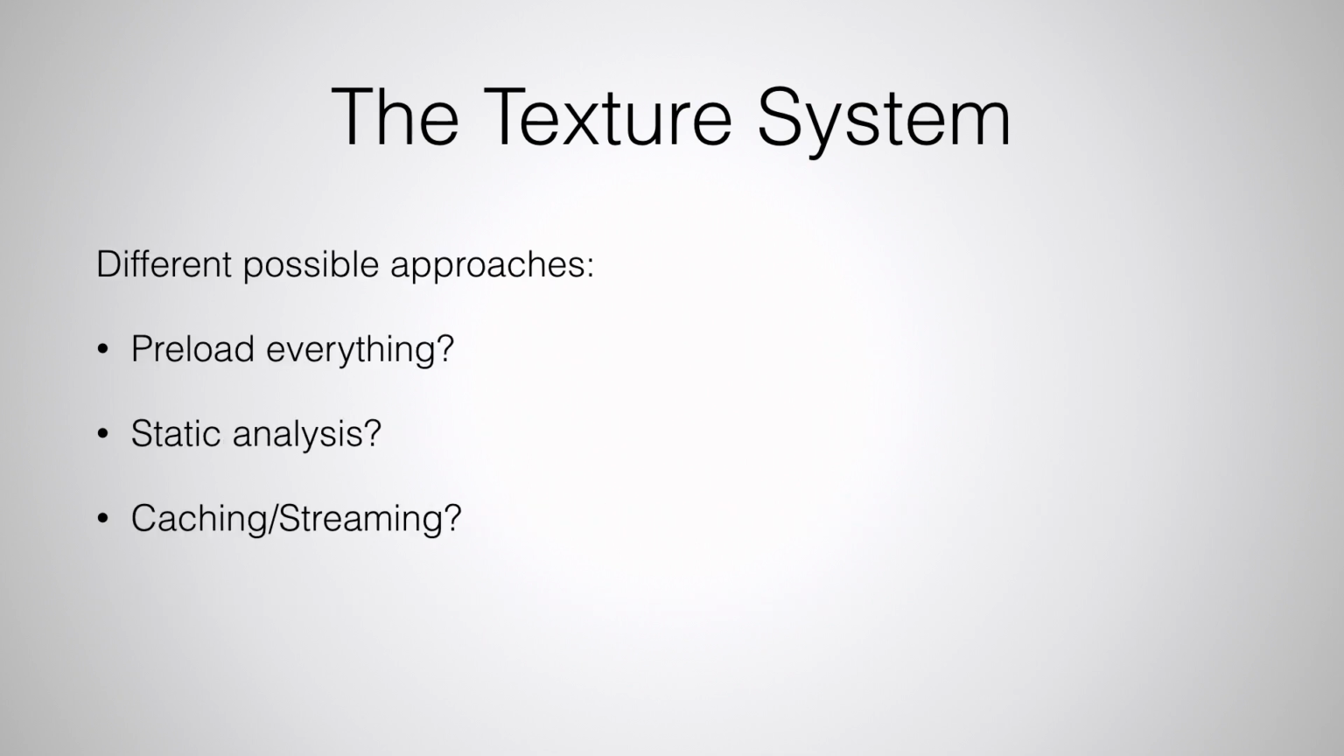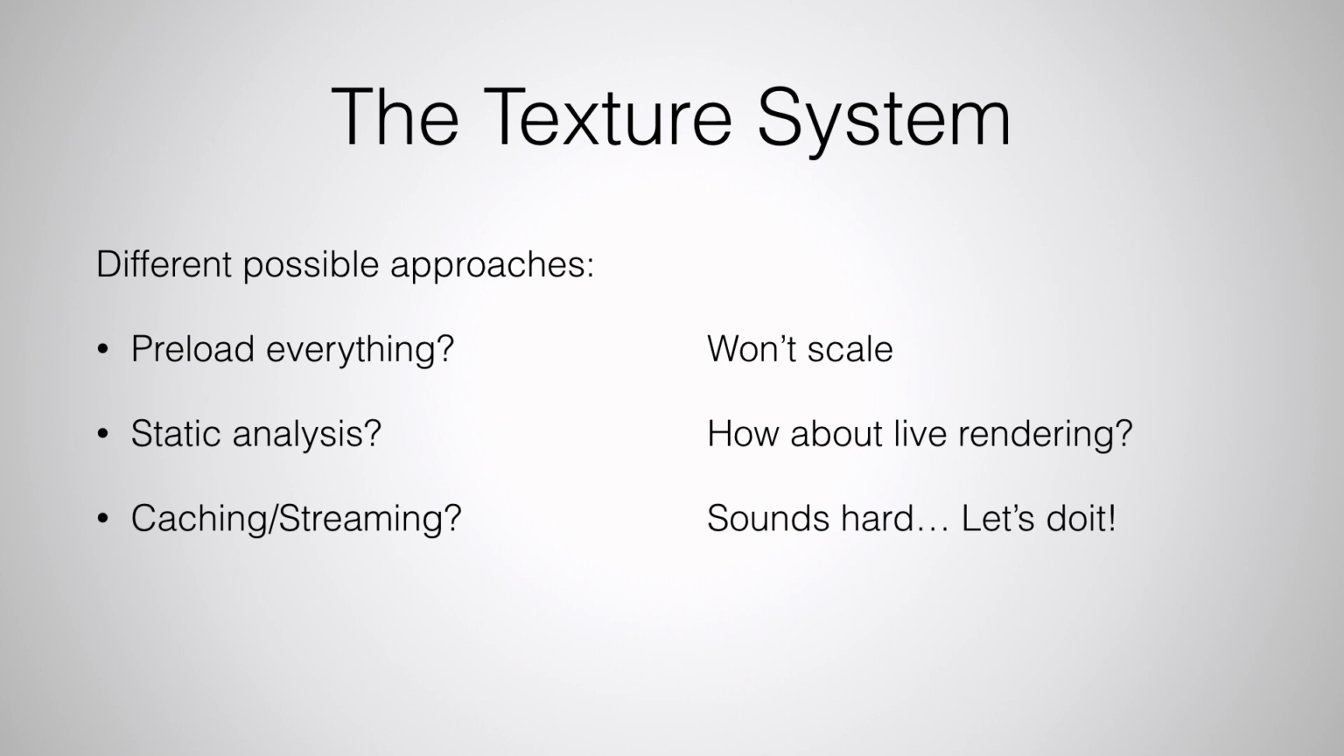So for our texture system, we have different choices that we can try, that we have tried. One is preload everything, but with 128K square, you can't load anything, so it won't scale. We could do statistical analysis of the scene to figure out which discrete downsized mip-map version of the texture to load. But with live rendering, when we move the camera, we need to be able to pull in data that is very specific to how the ray hits that surface. So again, not really a solution. Caching and streaming sounds hard, so let's do it.